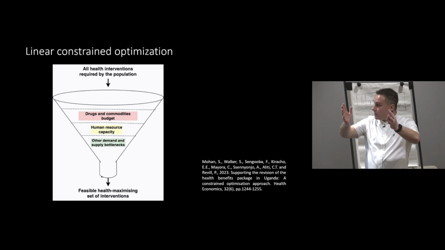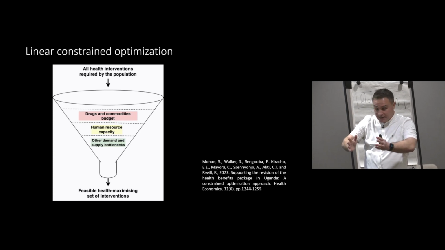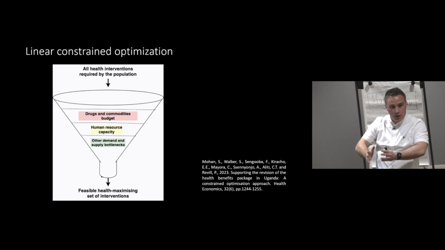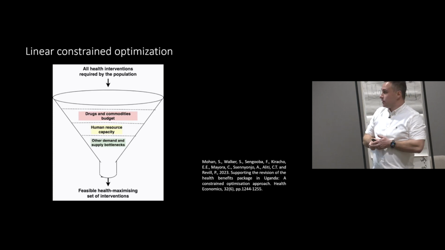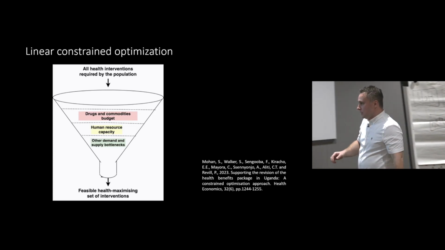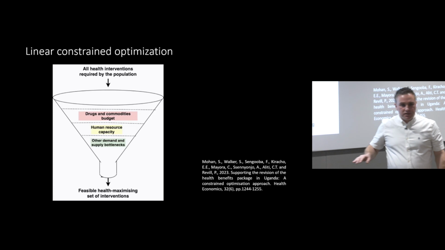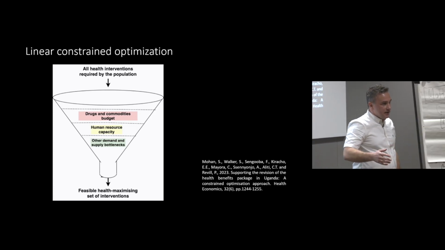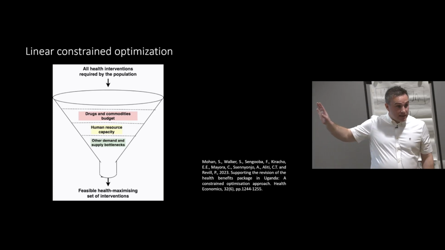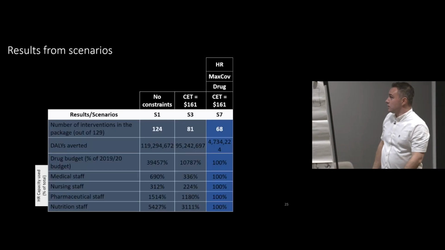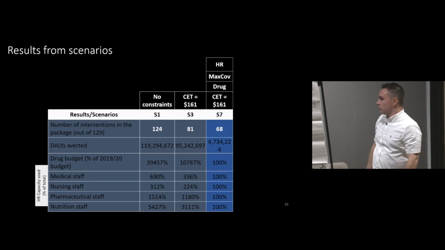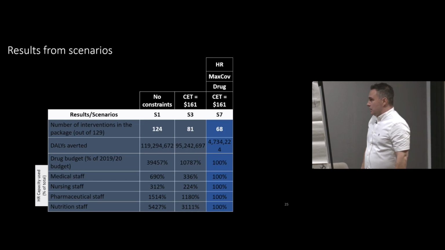What could be afforded within the drugs and commodities budget? What could be delivered within the capacity of the health workforce? And could we account for any other system limitations when choosing this set of interventions? And out of that, a number of interventions were identified which seemed to offer greatest gains and could be delivered within feasible means in Uganda. And these are the results here. I won't spend long on these.